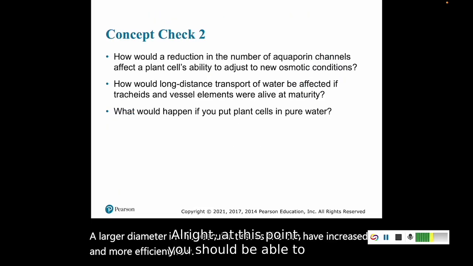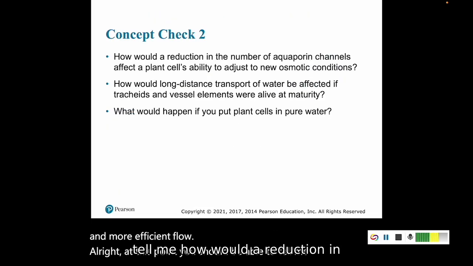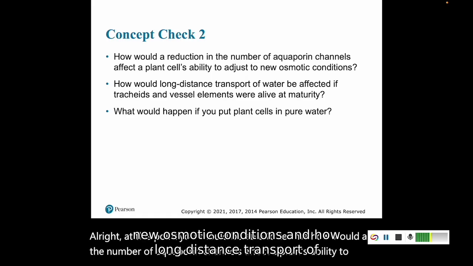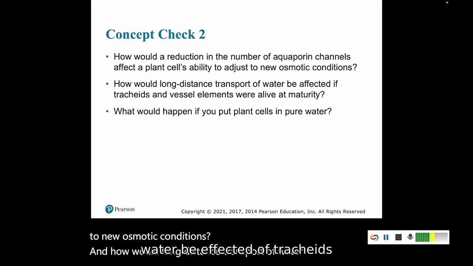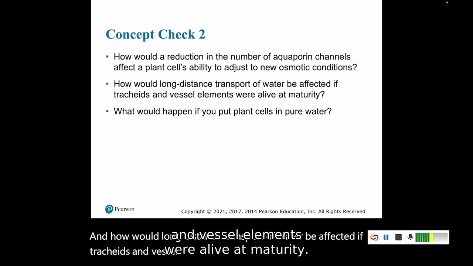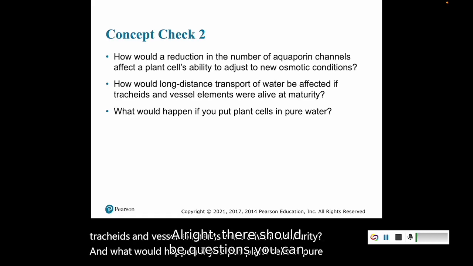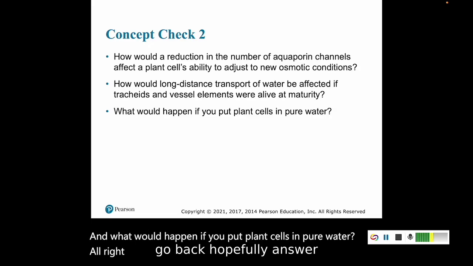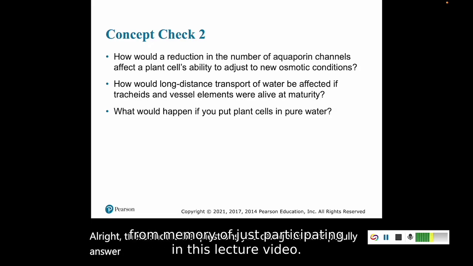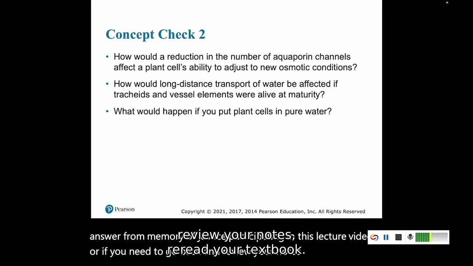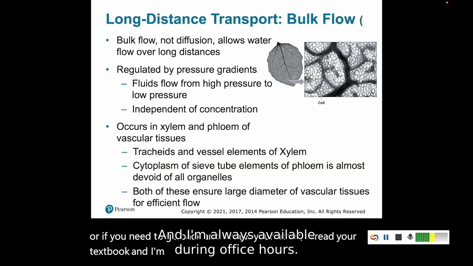All right, at this point, you should be able to tell me, how would a reduction in the number of aquaporin channels affect a plant's ability to adjust to new osmotic conditions? And how would long-distance transport of water be affected if tracheids and vessel elements were alive at maturity? And what would happen if you put plant cells in pure water? Those should be questions you can answer from memory of just participating in this lecture video. Or if you need to, go back and review your notes, reread your textbook, and I'm always available during office hours.